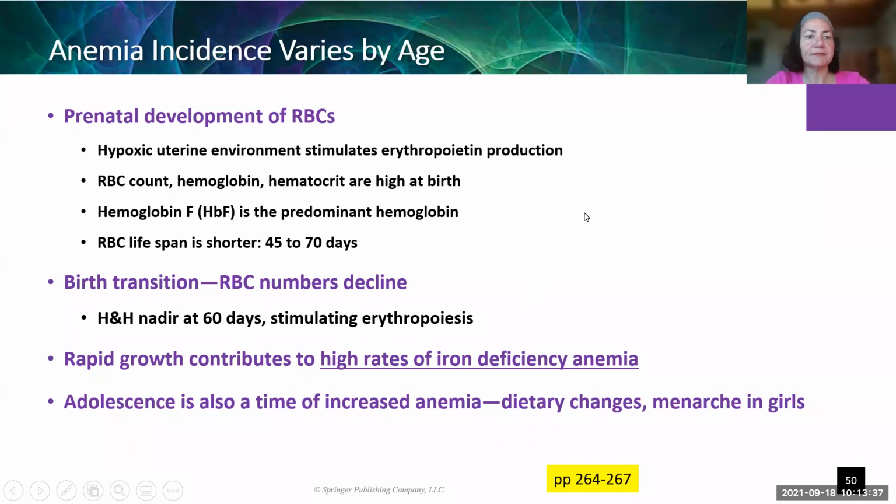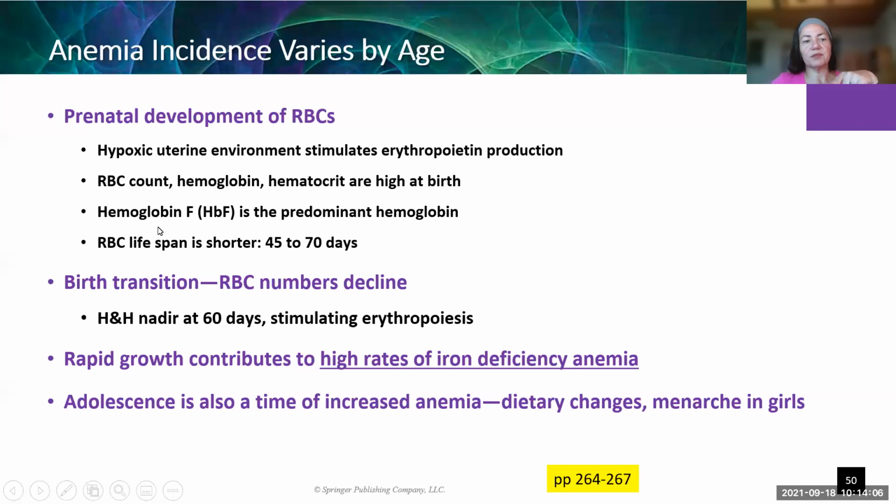Anemia, okay, prenatal development of the red blood cells. So, oh, this is where I put that. All right. So the hypoxic uterine environment stimulates erythropoietin production. So the kid is strongly influenced to make erythropoietin, make some red blood cells in response to that. So hemoglobin and hematocrit levels are quite high at birth.